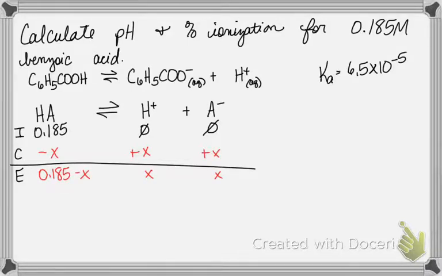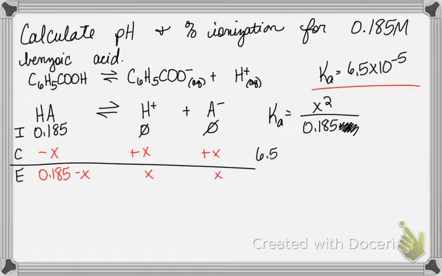And then once you restart the video, hopefully this is what you did for your ice table. Okay, we have the Ka. We know what the expression looks like. So, guys, won't that be that the Ka is equal to X times X, which is X squared, divided by the initial concentration, which is 0.185 minus X, and we're still going to just not even include that in the calculation. We know that the Ka is 6.5 times 10 to the minus 5.